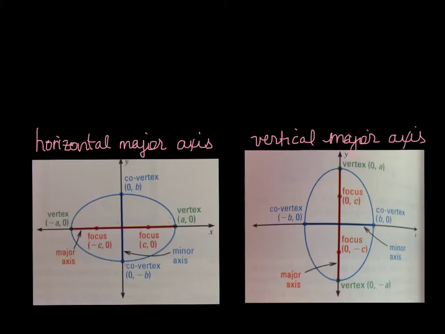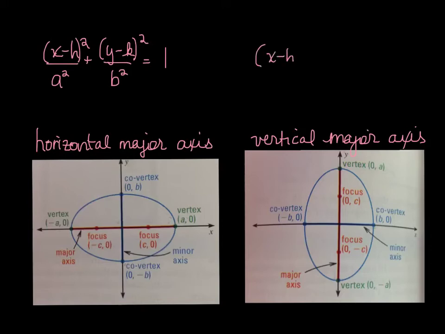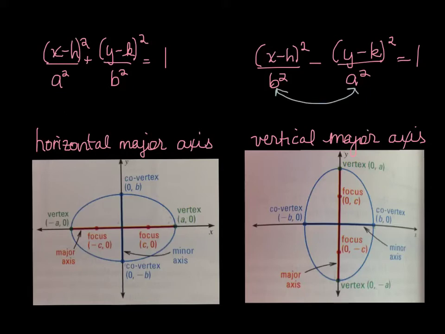The equations of these will be x minus h squared over a squared plus y minus k squared over b squared equals 1. Always equals 1. On this one, it will be x minus h squared over b squared plus y minus k squared over a squared equals 1. Notice the only thing that changed was my a and b are flip-flopped here. Okay, that's the only thing that changed.